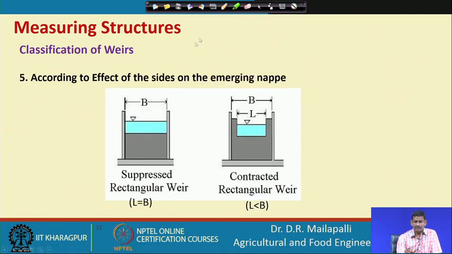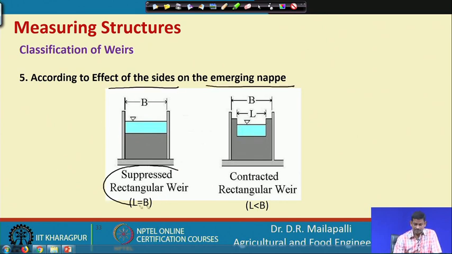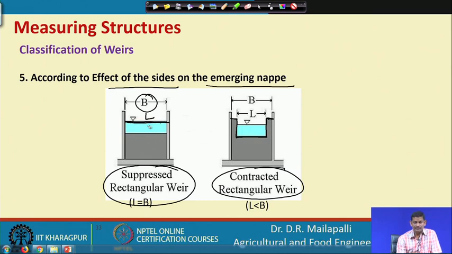This is according to the effect of the sides, emerging nappe. Here you see the suppressed rectangular wear, whereas this is the contracted rectangular wear. Here the ends are called end contractions. Okay. In the suppressed wear, the length of the wear will be equal to the channel width. In the contracted rectangular wear, the channel width is less than the wear length. Okay.